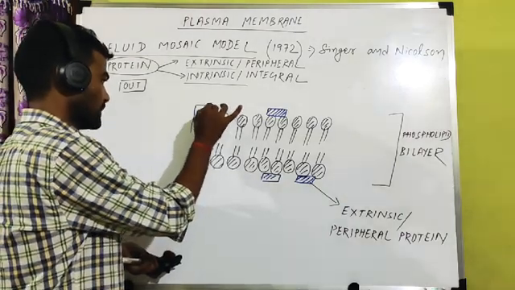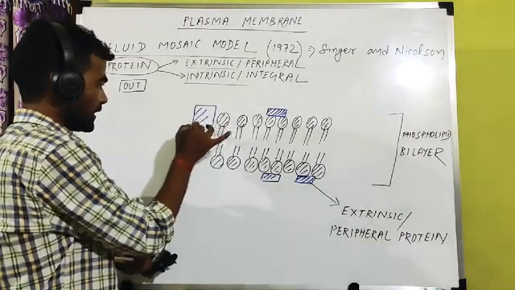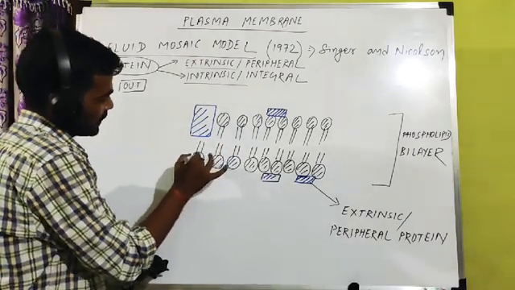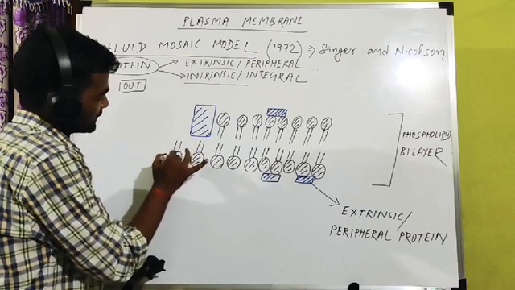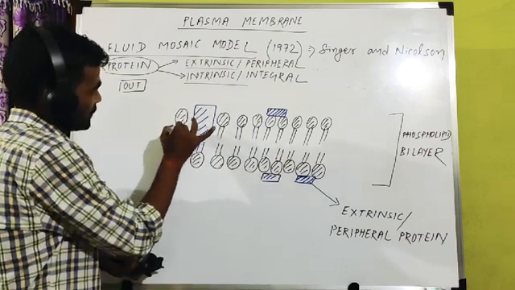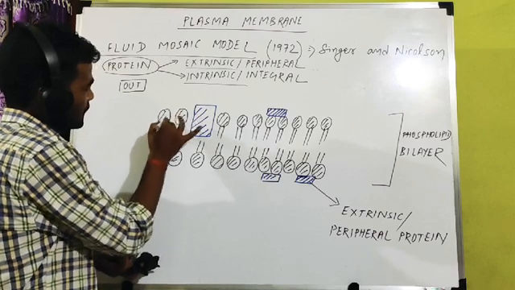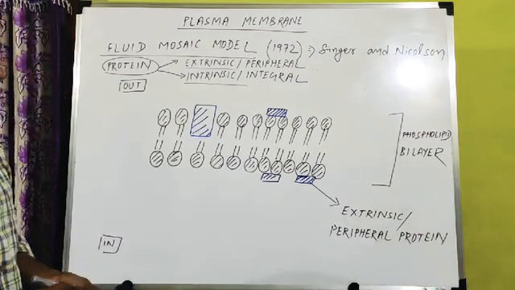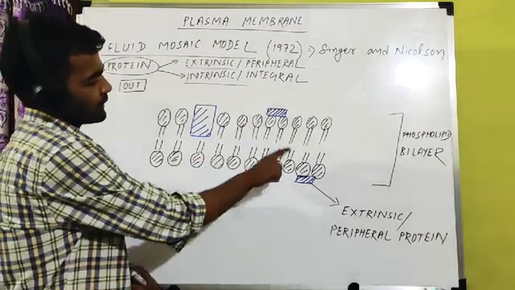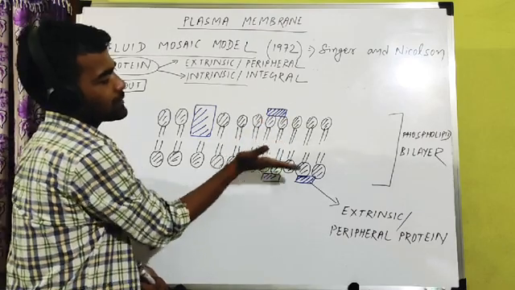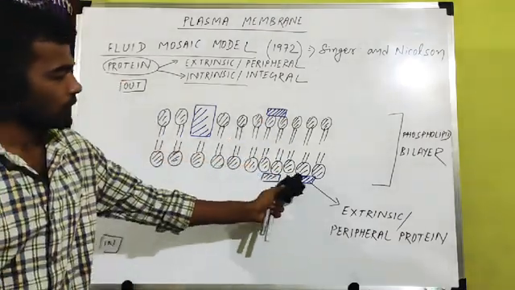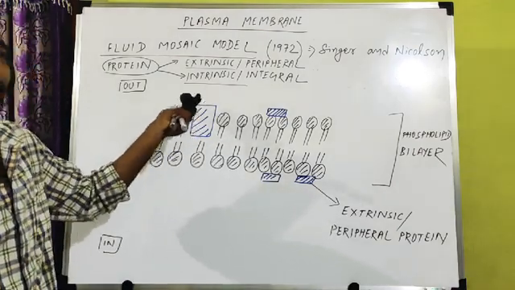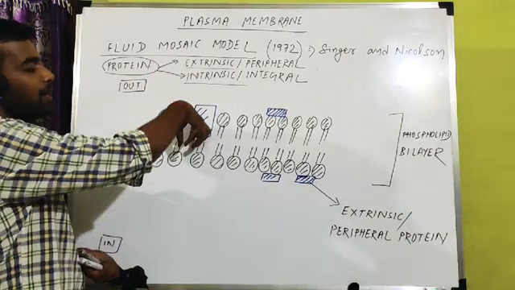Now I am showing this diagrammatically. Sometimes the proteins are embedded completely or partially. You can see here. Previously, these three proteins we have shown are found only on the surface. So surface proteins are called extrinsic or peripheral. But now you cannot tell it is a surface protein. This is not a surface protein, it is embedded in the lipid.